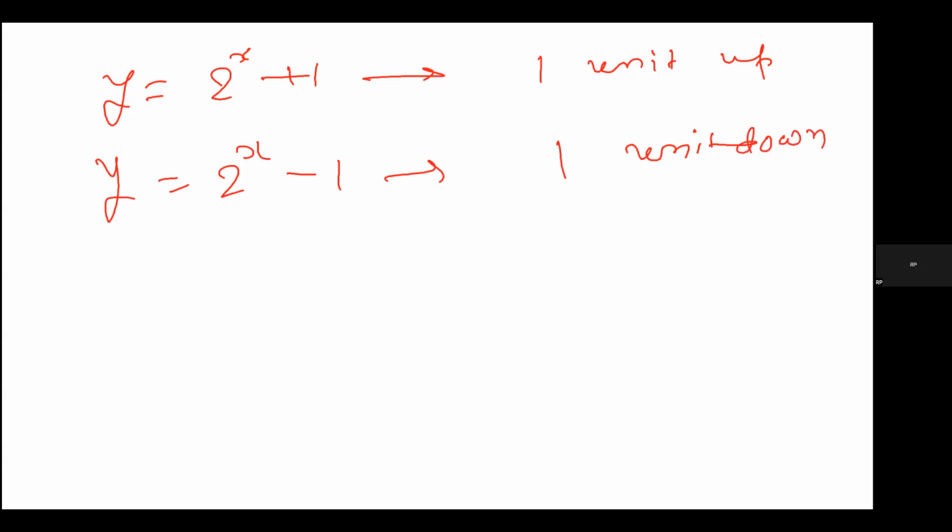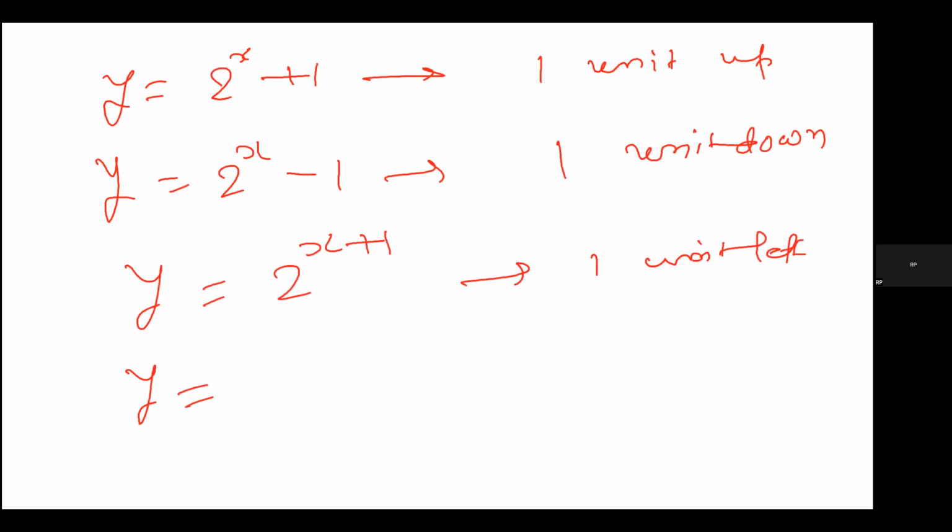Now, when you have y equal to 2 power x plus 1, that means the graph will move horizontally 1 unit left. And when you have y equal to 2 power x minus 1, it moves 1 unit horizontally right. So this is how the graph will move when you apply these four transformations. So this is up and down, left and right.